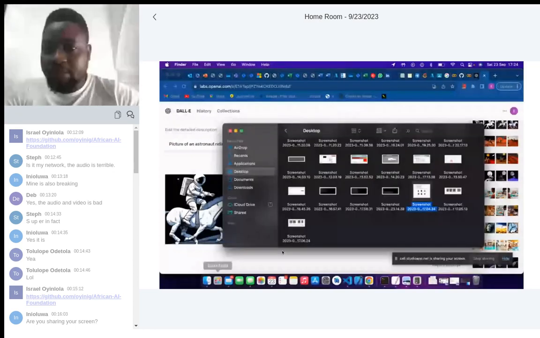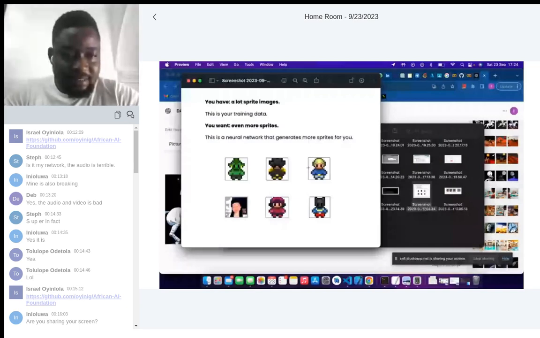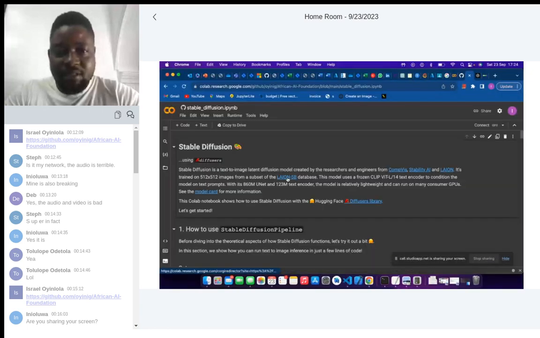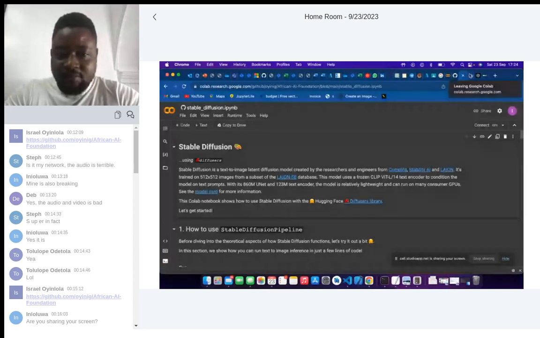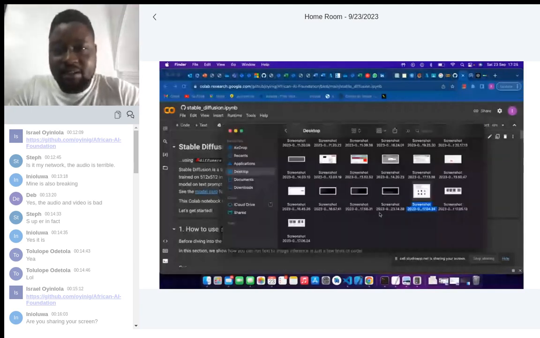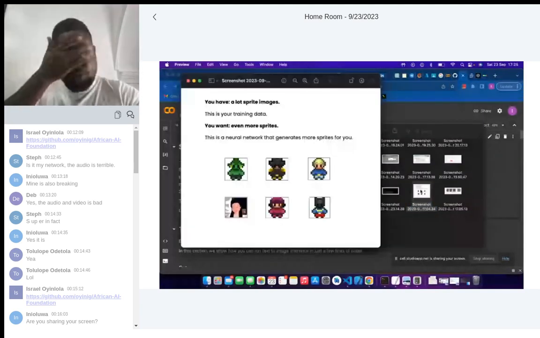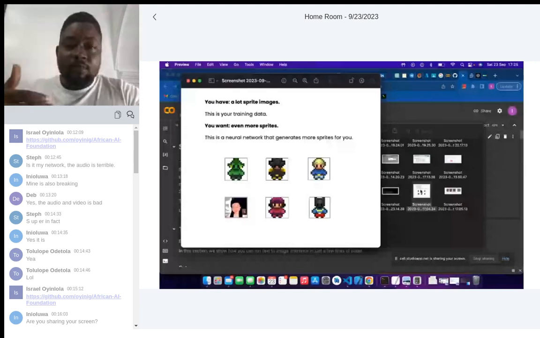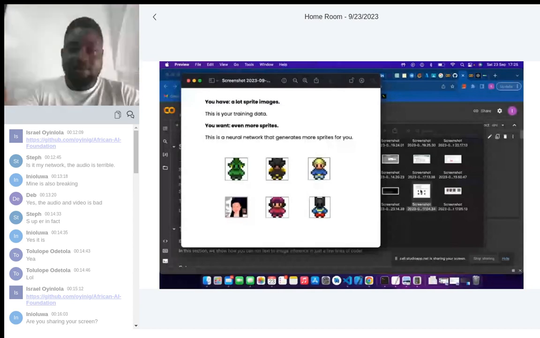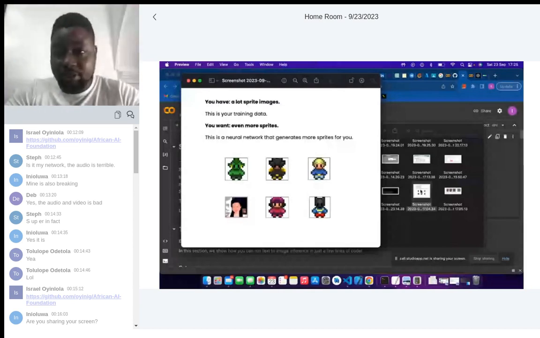In this Google Colab, the dataset they train on is LAION-5B. If you want to check out the dataset, you can click this link, and let's follow it to the dataset. So this is our sample dataset here. We are using sprite images to train an AI model, and at the end of the day, the idea looks like this.